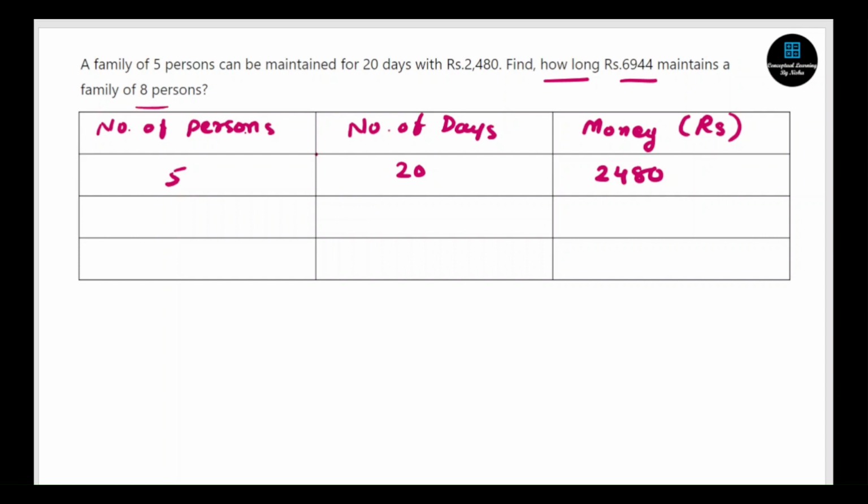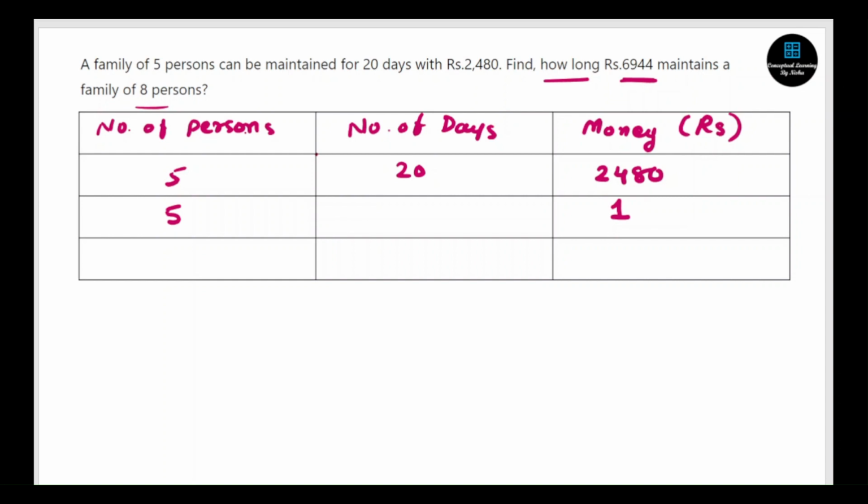Now let's do it step by step. First, I have to find for this much money, so I'll use the unitary method and take it for 1 rupee. I keep 5 persons constant. Now number of days and money are in direct proportion, right? If the number of days increases, then the money required for the same number of persons should increase only. So these are in direct proportion.